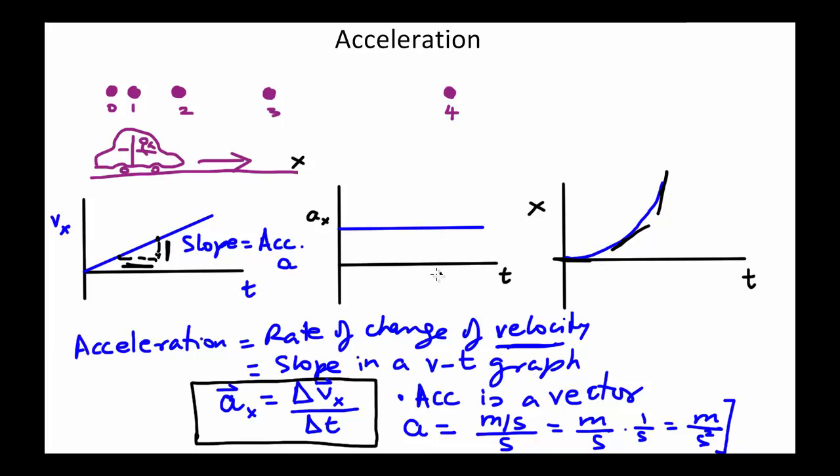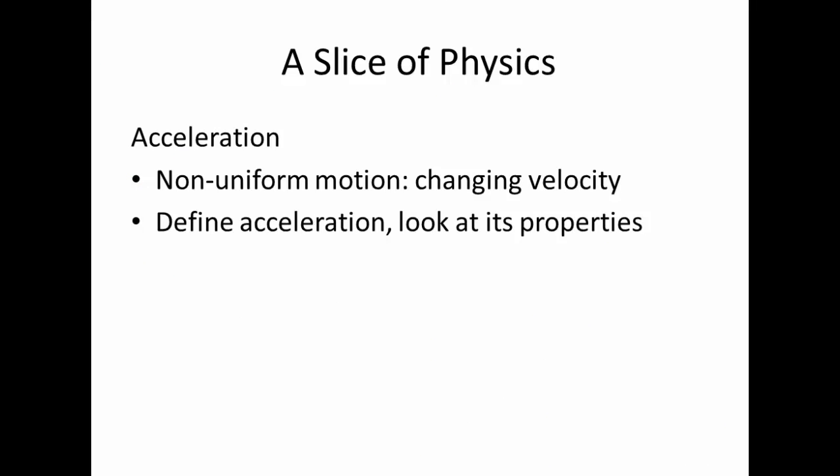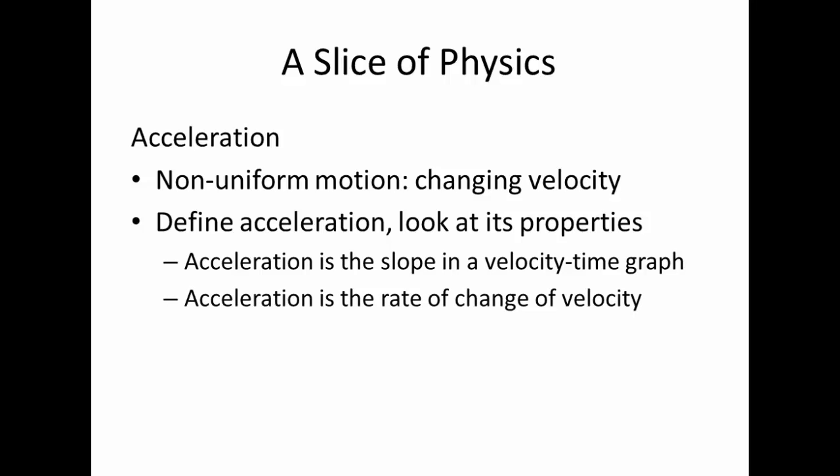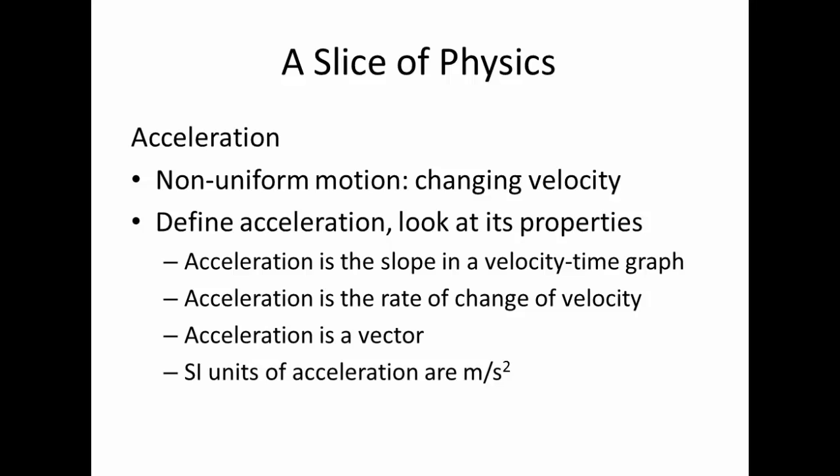So in this slice of physics, you got a good introduction to acceleration. Acceleration corresponds to changing velocity or non-uniform motion. We defined acceleration and we looked at some of its properties. We saw that acceleration is the slope in a velocity time graph, which meant that acceleration is the rate of change of velocity, just like velocity is the rate of change of position. Then we noted that acceleration is a vector, and as a vector it has magnitude and direction, and the units of acceleration in the standard international units are meters per second squared.